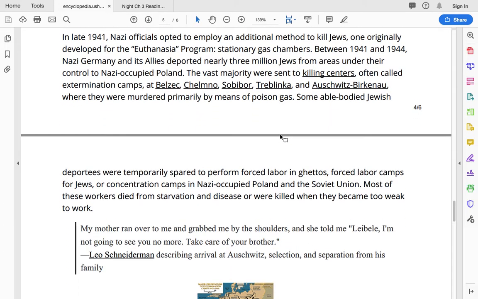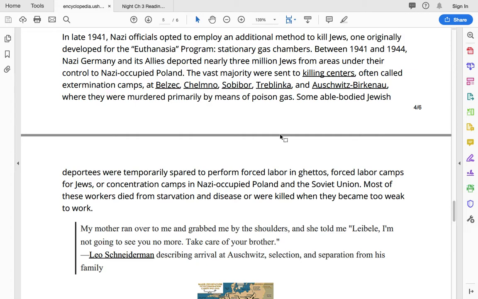In late 1941, Nazi officials adopted an additional method to kill Jews, one originally developed from the euthanasia program: stationary gas chambers. Between 1941 and 1944, Nazi Germany and its allies deported nearly 3 million Jews from under their control to Nazi-occupied Poland. The vast majority were sent to killing centers, often called extermination camps, at Belzec, Chelmno, Sobibor, Treblinka, and Auschwitz-Birkenau, where they were murdered primarily by means of poison gas.